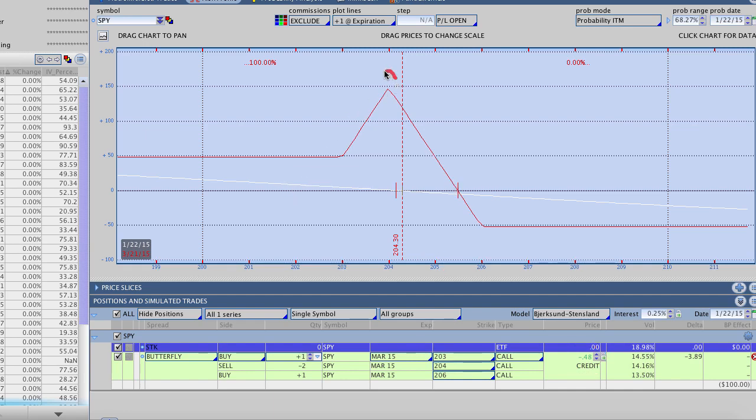Ideally, we'd like to see the stock settle around 204. So this is why it's just a little bit of a directionally bearish trade, because we do want the stock to head lower. That's where we make our money on this trade. If the stock does head higher, we end up losing about $50 on this trade.